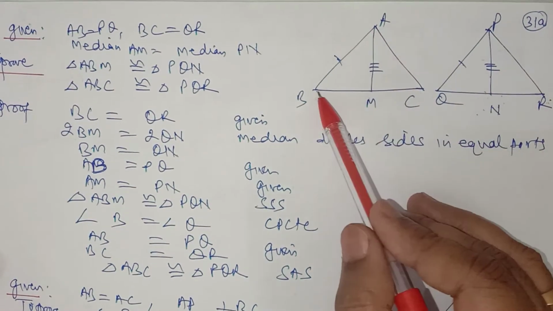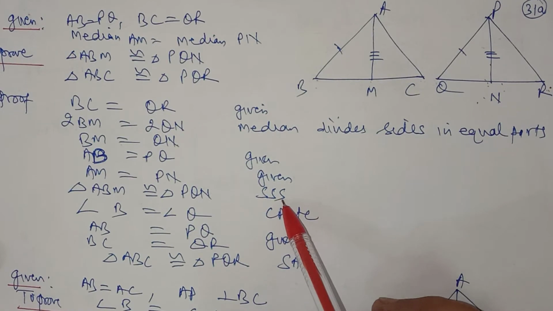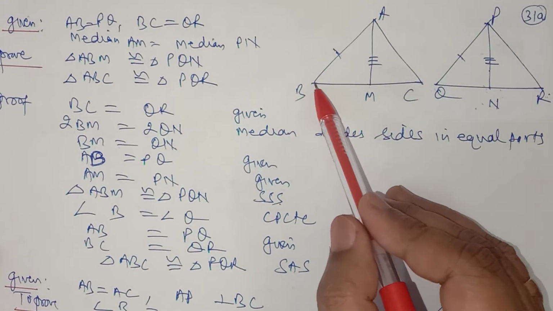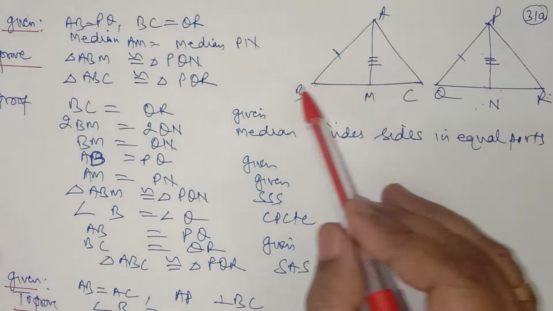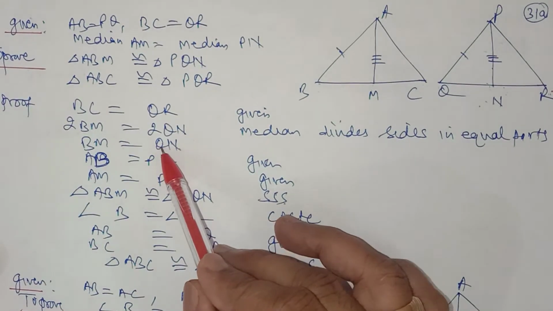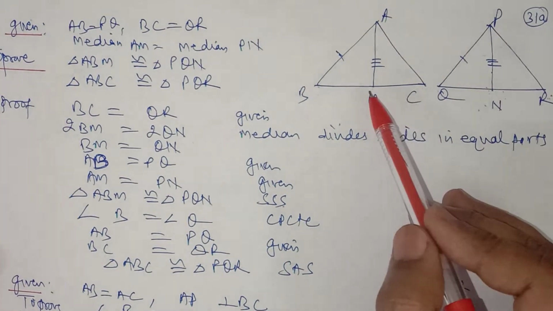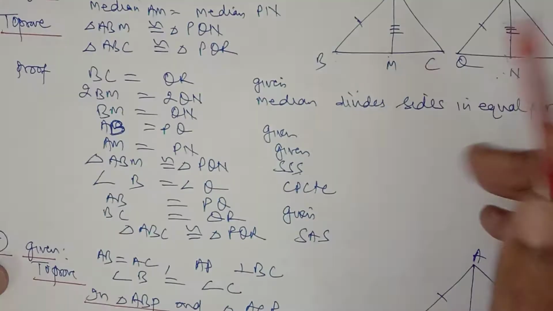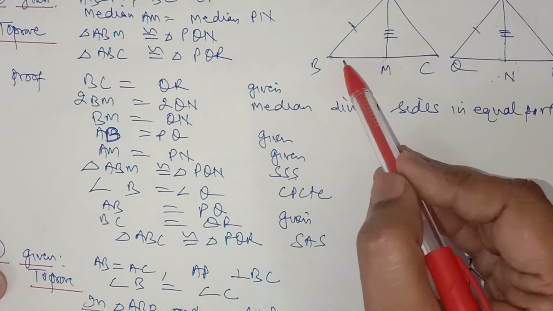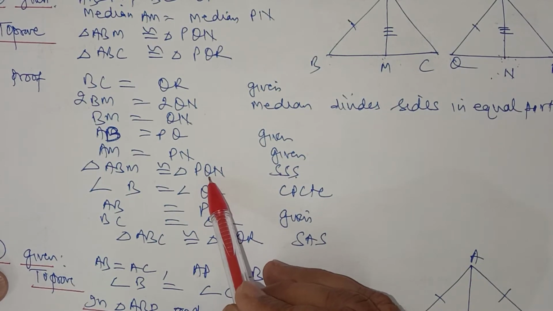So triangle ABM is congruent to PQN by the SSS congruence rule. AB is equal to PQ is given. AM is equal to PN is given, and we had proved that BM is equal to QN because BC is equal to QR, so the half line segment will also be equal. Median is a line segment which joins the vertex and the midpoint of the opposite side, so M and N are the midpoints. So triangles ABM and PQN are congruent by SSS rule. So angle B will be equal to angle Q, corresponding parts of the congruent triangles.